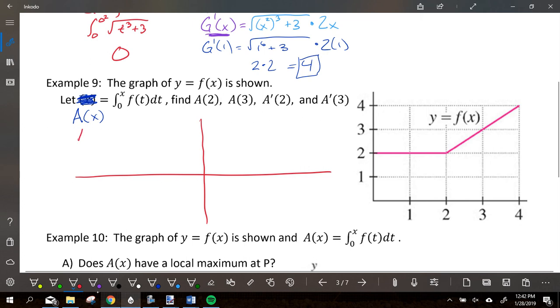Let's start off by finding capital A of 2. The first thing I would always tell you to do is to label that graph. They're asking for A, but that graph is of F. That's not what I want at all. I want A. They have F. A is equal to the integral of F. What could I label that graph as?